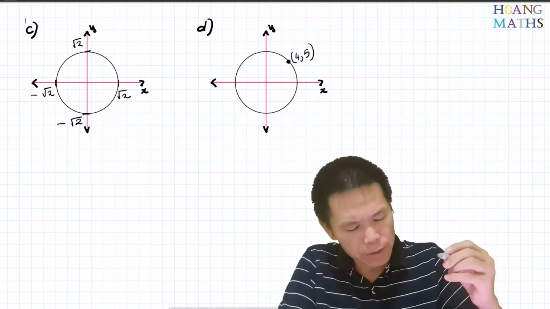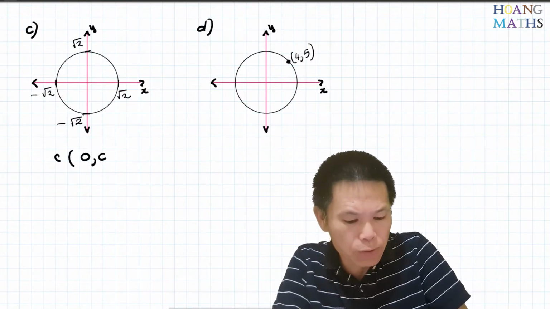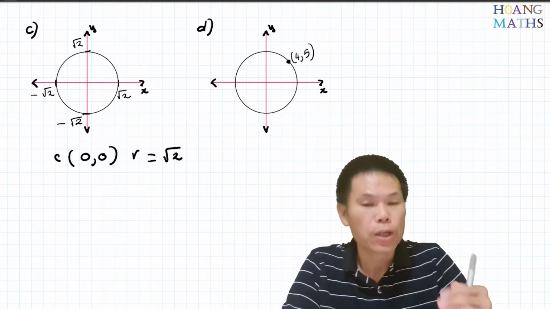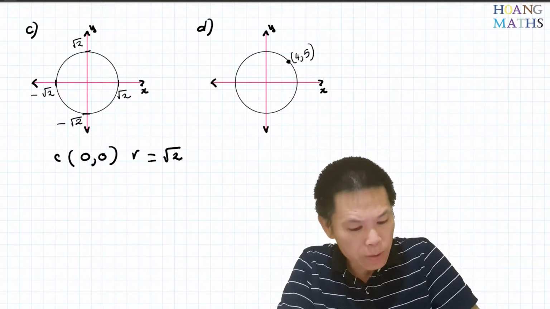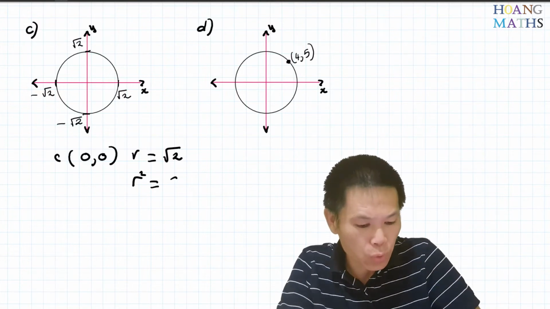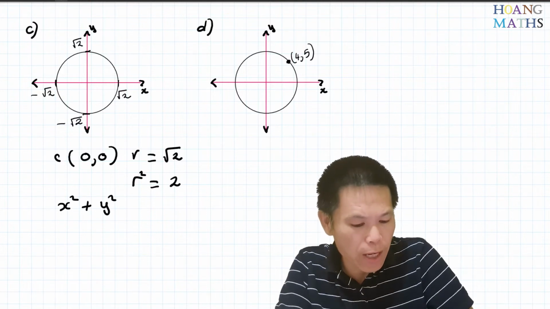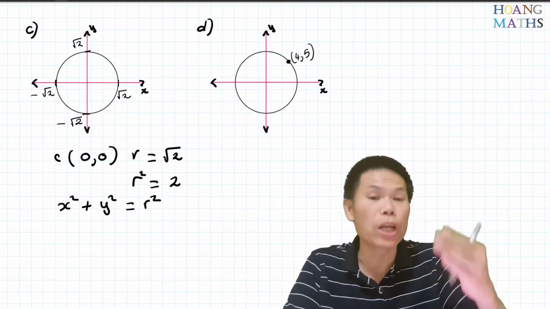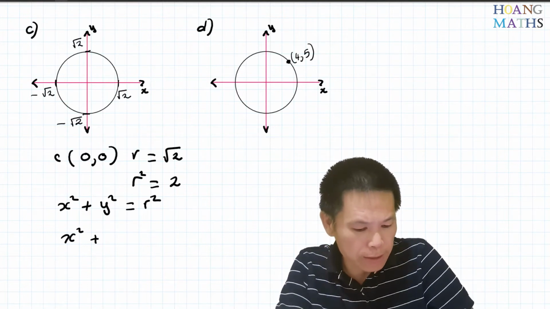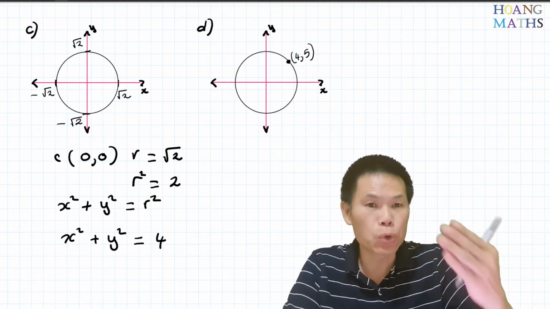Part C. First of all, we know that the center of this circle is 0, 0 and the radius is square root 2. So r squared, which is square root 2 squared, is 2. Therefore, x squared plus y squared is equal to r squared. That's the general rule, right? So x squared plus y squared is equal to 2.